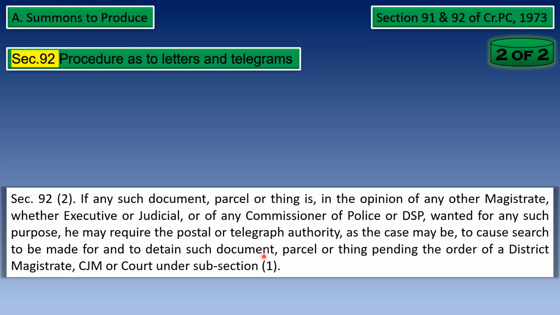By now everybody will know that whenever I'm speaking about section 92, I'm also speaking about section 91. So that makes sense, that we need to read both the sections together. With this we come to an end of part 1, summons to produce.